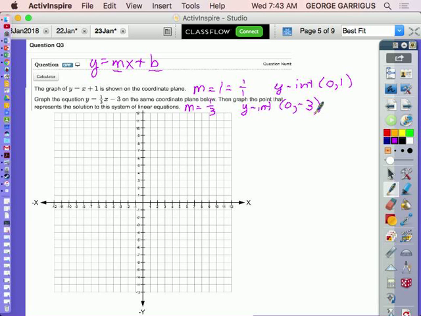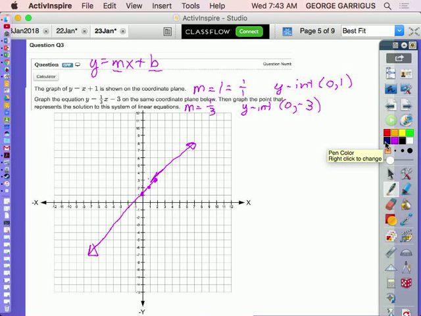So let's graph the first problem. 0, 1, rise 1, run 1. Same as the last problem, rise 1, run 1. We have enough to draw a line. And let's change colors here to blue for the second line.